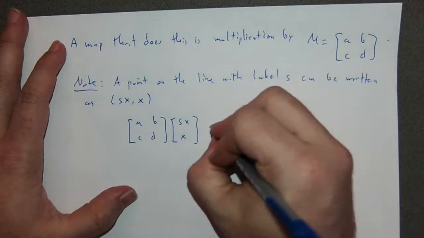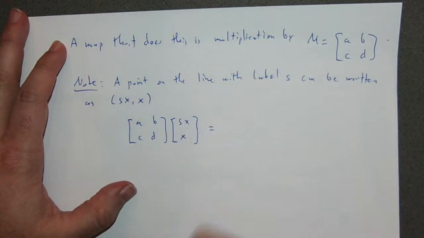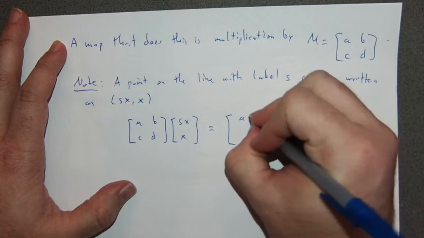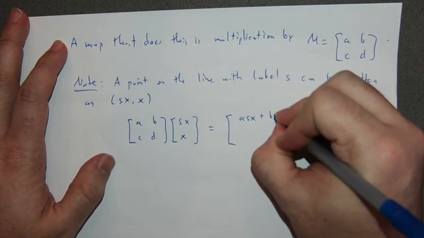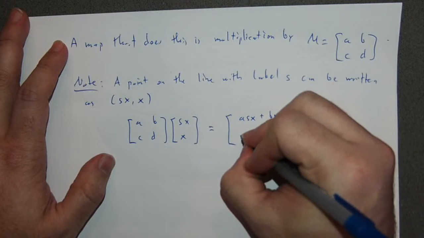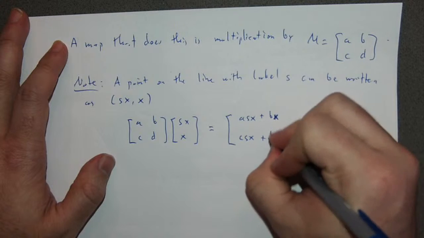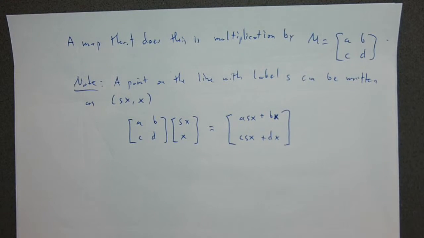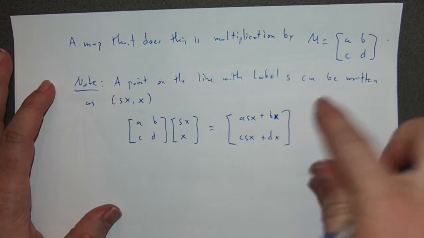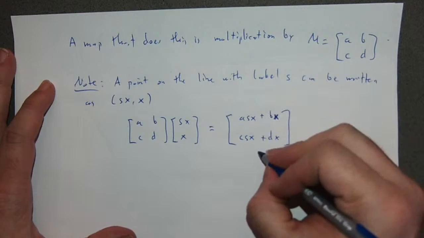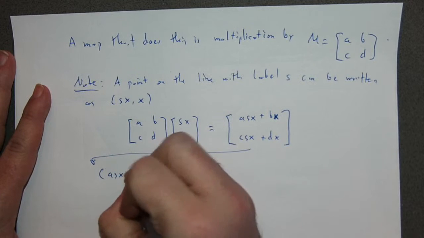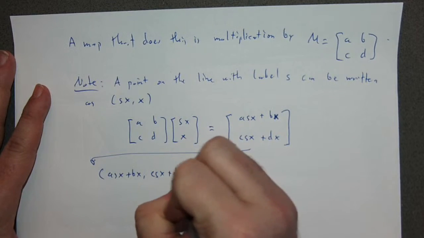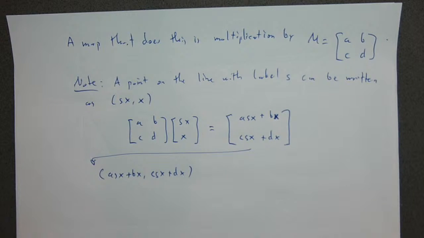If I just write out what column vector I get here, I get A times SX plus B times X in the first entry, and in the second entry I get C times SX plus D times X. This column vector represents the point (ASX plus BX, CSX plus DX).